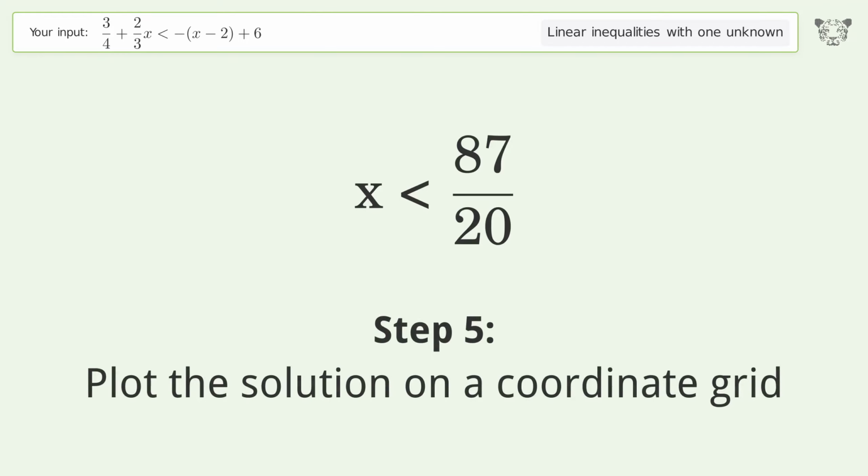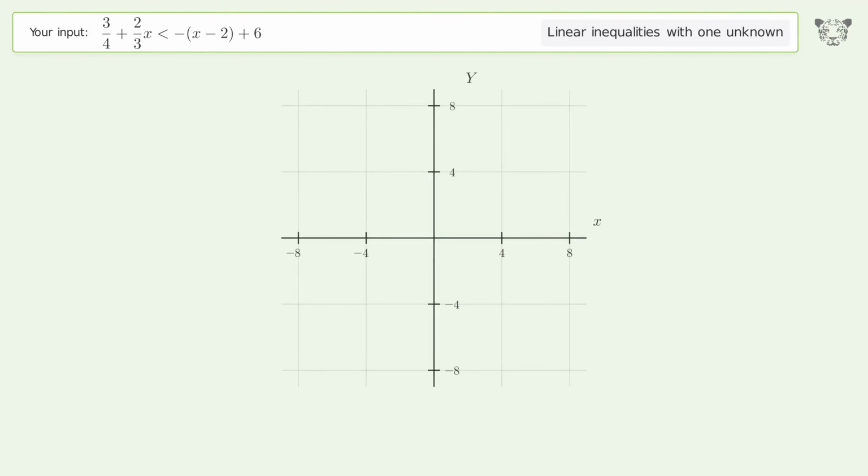Plot the solution on a coordinate grid. And so the final result is x smaller than 87 over 20 smaller than 47 over 20.